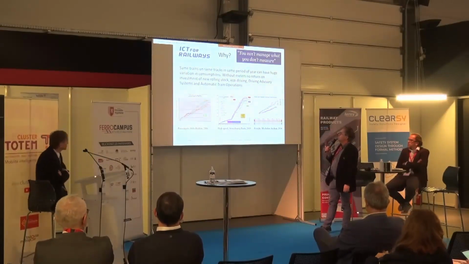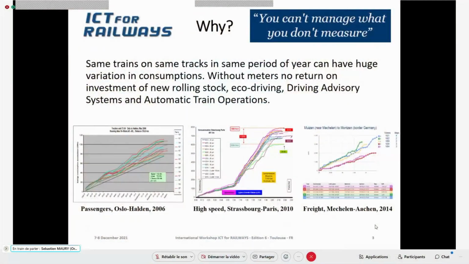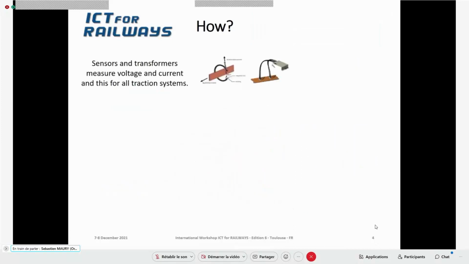It means that if you're running on the same tracks and you have such a difference in consumption, there is no return on investment for automatic train operation or whatever eco-driving. You need to have measurement to be invoiced correctly for your real consumption. Next slide. How can we do it?